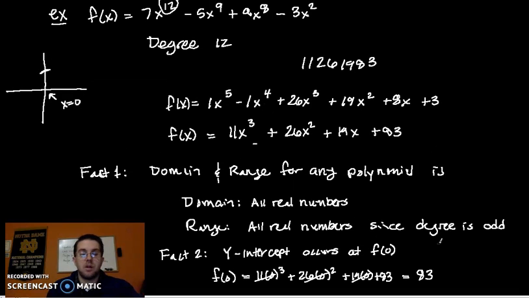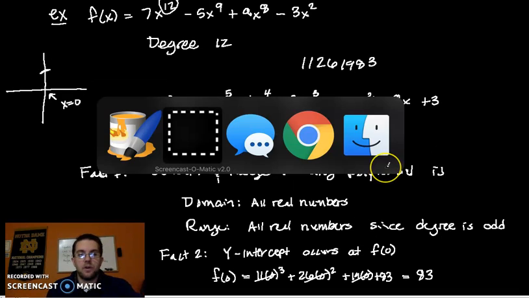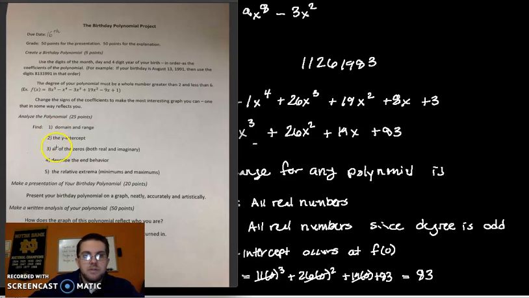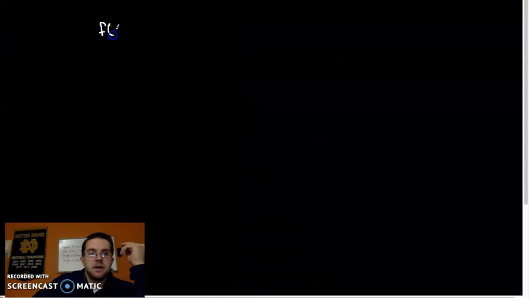So that's pretty much what you need to know for the first 2 parts of this particular problem. Okay? And now we just need to look at the last. Completed domain and range, we found the y-intercept. Now we need to figure out all the zeros, both real and imaginary. Okay, so this is kind of the trickiest part of the whole thing. So we need a new page in order to do that. First things first, let's rewrite our function f of x equals 11x cubed plus 26x squared plus 19x plus 83.